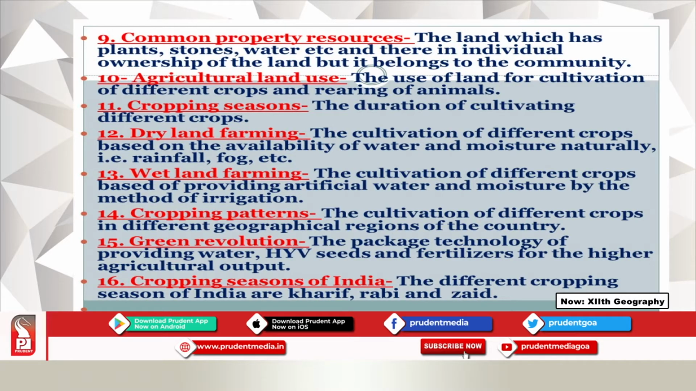Green revolution: the package technology providing water, HYV seeds, and fertilizers for higher production. Cropping seasons in India: there are 3 cropping seasons, Kharif, Rabi and Zaid. These are the important terms and meanings of this particular chapter.